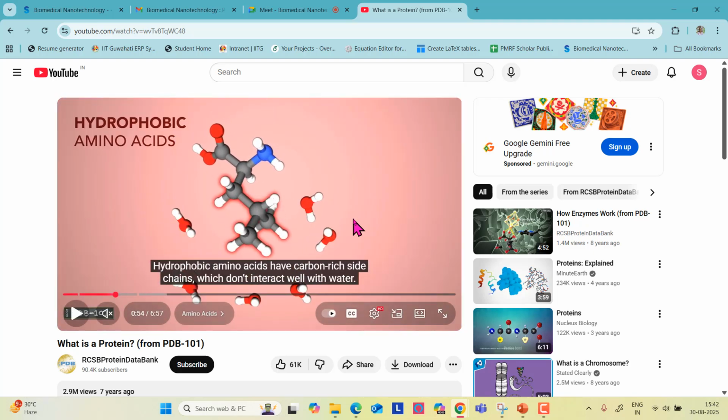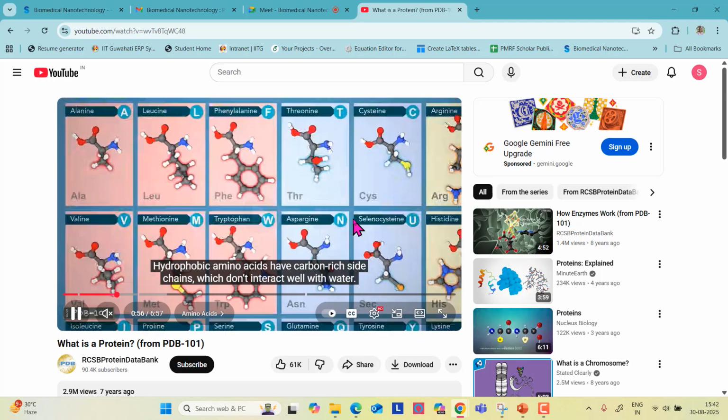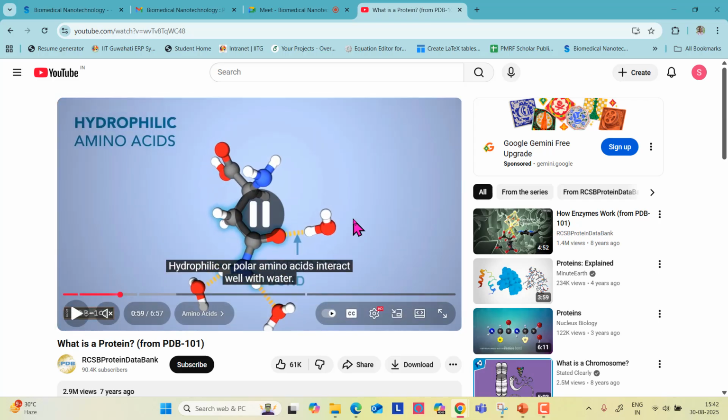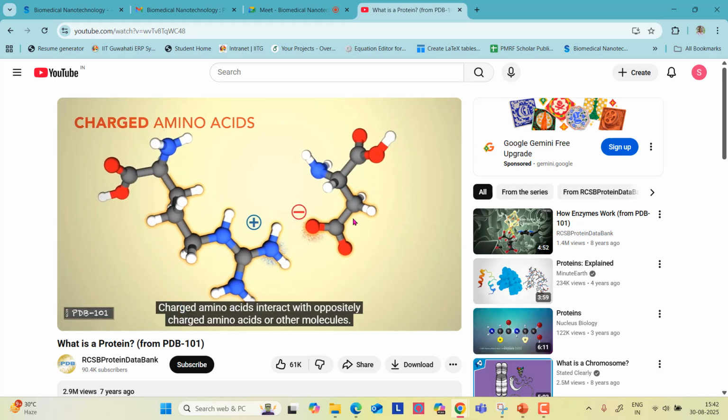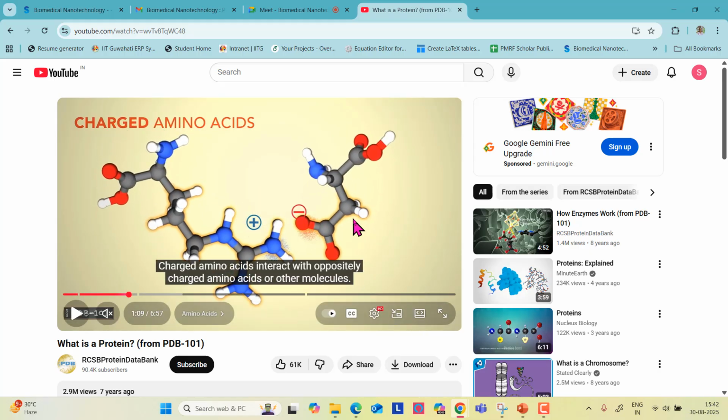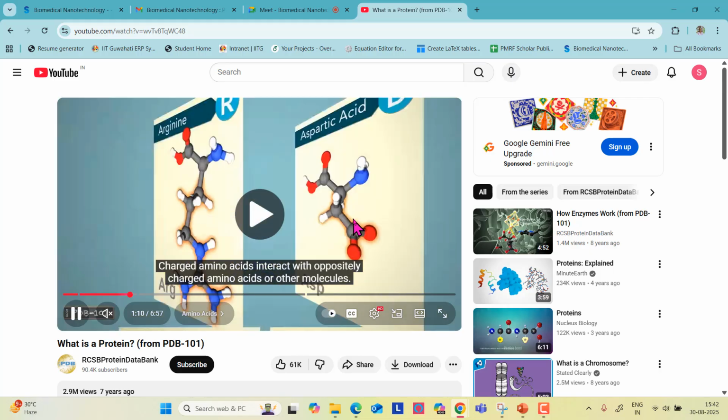Hydrophobic amino acids have carbon-rich side chains which don't interact well with water. Hydrophilic or polar amino acids interact well with water. So amino acids can be of hydrophilic type and hydrophobic type, and accordingly they interact with polar solvents like water, because water is the main part of our body. Charged amino acids interact with oppositely charged amino acids or other molecules.